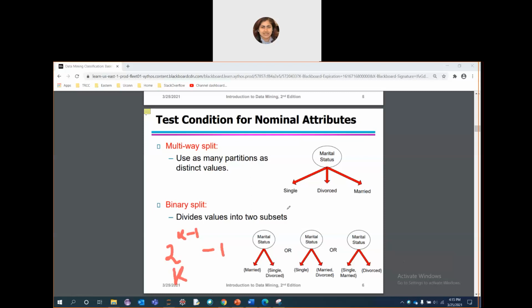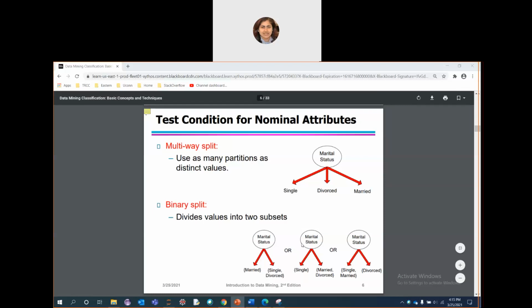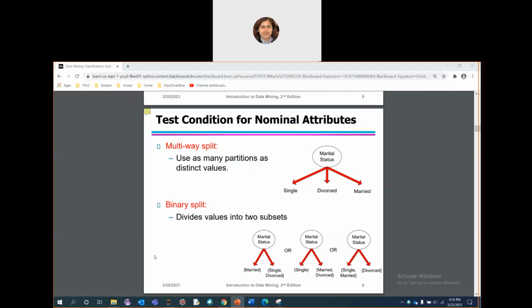So here if you see this picture in the binary split, these are three different ways of grouping the attribute values for marital status into two subsets: married, single, divorced; single, married, divorced; single, married, divorced. So these are also possibilities in case of your binary split.